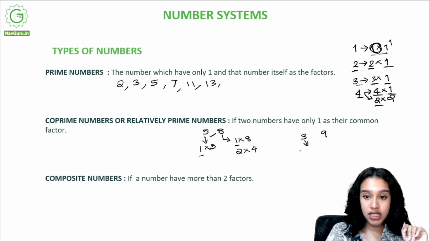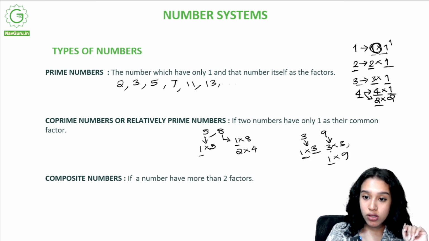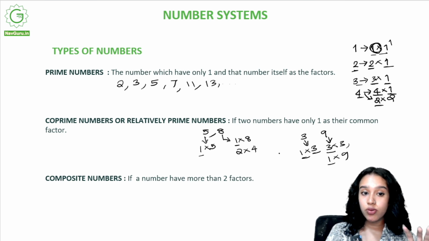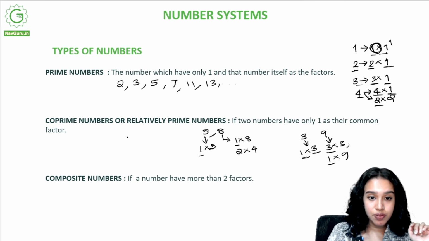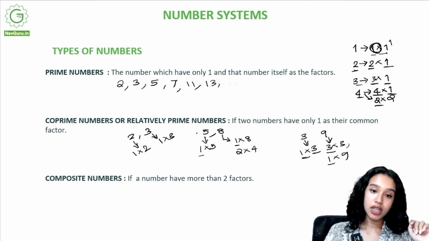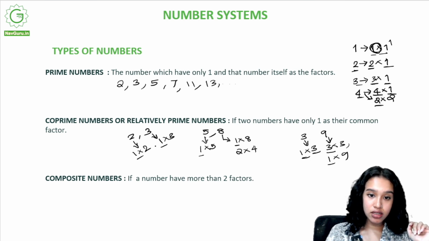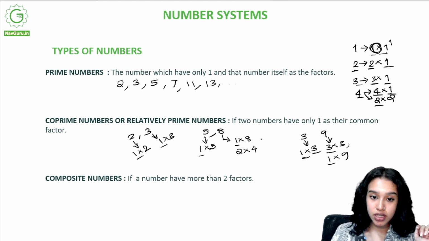If I'm taking another example, 3 and 9, these are not co-prime. Why? Because 3 is 1 into 3 and 9 is 3 into 3, also 1 into 9. We have 1 as a common factor and also 3 as a common factor. So we cannot say that it is a co-prime number. Taking another example, 2 and 3. What is 2? It's 1 into 2. 3 is 1 into 3. Again, we only have 1 as the common factor between them, so we can say that they are co-prime numbers.